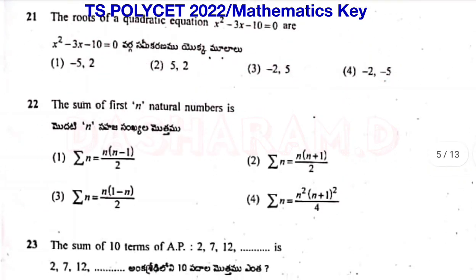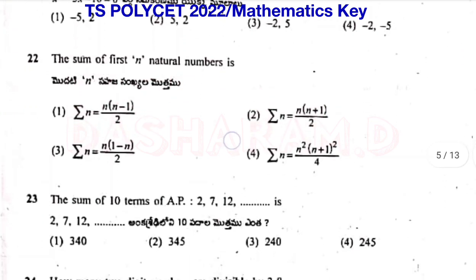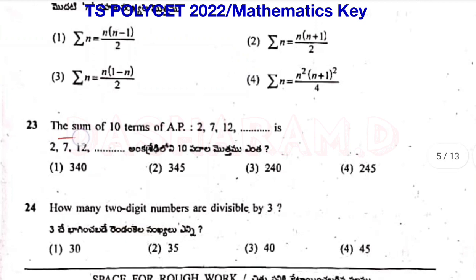Next to question number 22. The sum of the first n natural numbers. It is a direct formula which was given in the progression chapter, n into n plus 1 by 2. Here the sum of the first n natural numbers is denoted with sigma n. Sigma is nothing but sum. So n into n plus 1 by 2. So option 2 is correct. Next to question number 23. The sum of 10 terms of the AP 2, 7, 12 dash is.